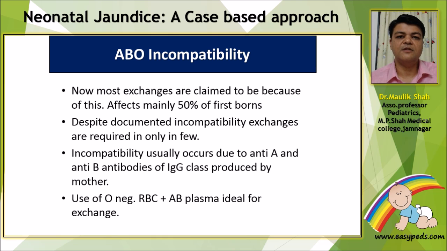Incompatibility usually occurs due to anti-A or anti-B antibodies of IgG class. Here one needs to remember that only the IgG class of antibodies can traverse the placenta. Hence, the transplacental transfer of IgG class anti-A and anti-B antibodies leads to incompatibility development and breaks the baby's RBCs, and hence there is a development of jaundice in ABO incompatibility states.